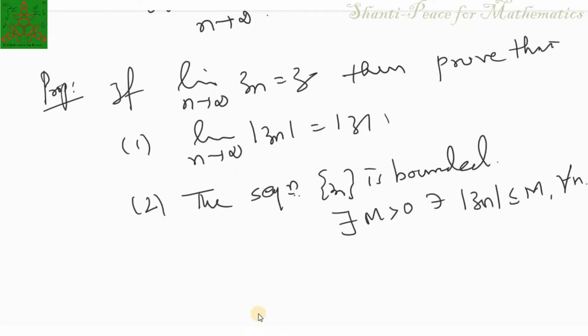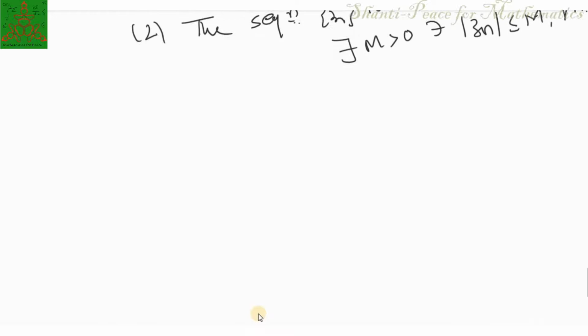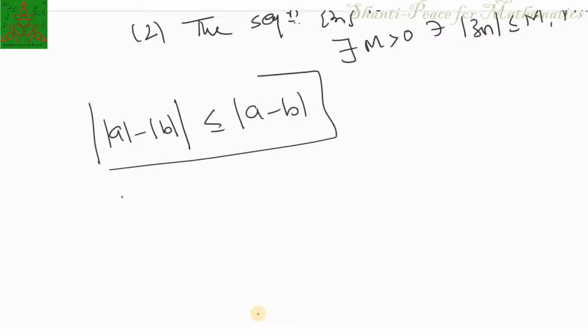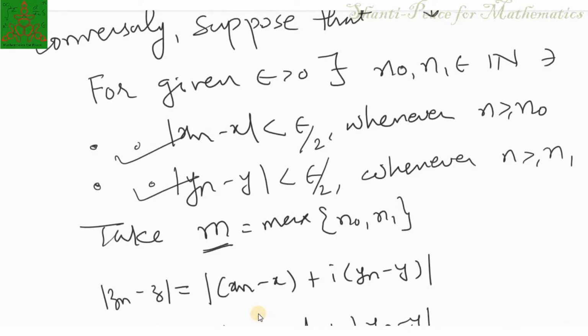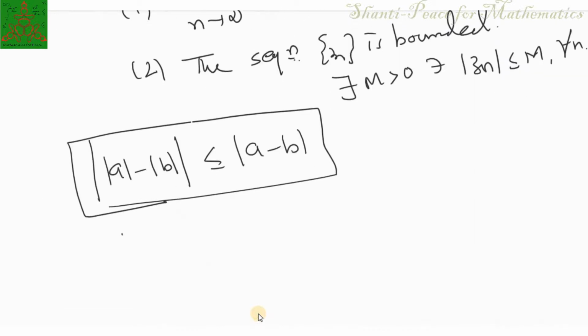So now to prove the first identity, just observe that we have already proved this inequality in one of the lectures: modulus of mod a minus mod b is less than or equal to mod of a minus b. We will use this inequality to prove that limit of mod of Zn is equal to mod Z as n tends to infinity. What is given is limit of Zn is equal to Z as n tends to infinity.